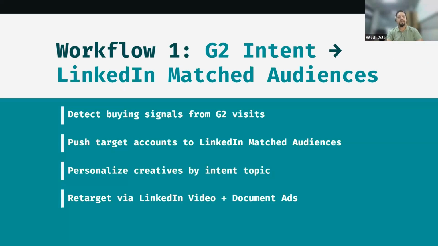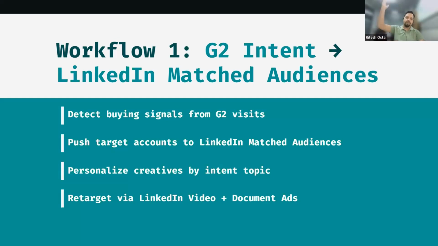They pay a lot of money to G2. G2 can be integrated with, say, HubSpot and then matched to a LinkedIn matched audience. That integration can be done. If you need help, we can do that as well. So the idea is to detect buying signals from G2 visits, push the target account to a LinkedIn matched audience, personalize creatives using intent topic, and retarget via LinkedIn video and document ads, right?